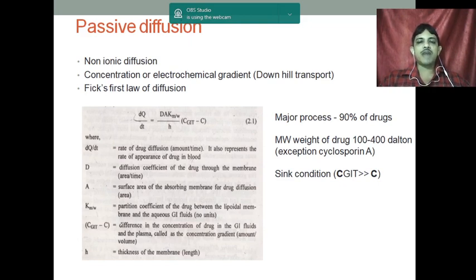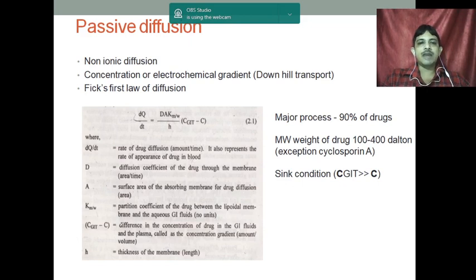As it is going from higher to lower, it is also known as downhill transport. Clear? Downhill transport or electrochemical gradient, because the movement depends upon the higher concentration to lower concentration. Almost 90% of drugs follow this particular process of drug absorption. Clear? Now, passive diffusion follows Fick's first law of diffusion.